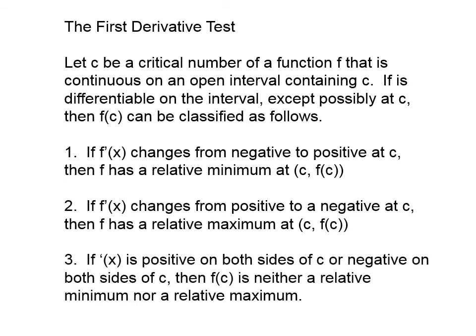If the derivative is positive on both sides or negative on both sides, in other words, if there's no sign change, then the critical number is neither a max nor a min.